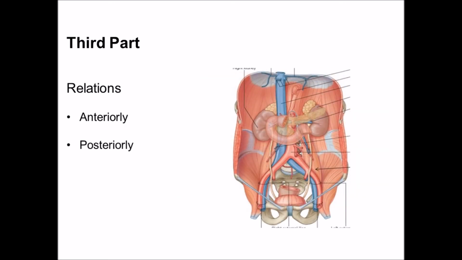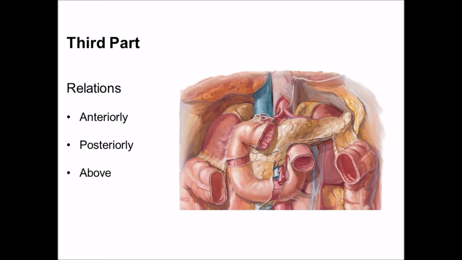Posteriorly, the third part is related to the right psoas major, which is accompanied by the right ureter, inferior vena cava, right gonadal vein and right gonadal artery, abdominal aorta and origin of the inferior mesenteric artery. Superiorly, the third part of the duodenum is related to the uncinate process and head of the pancreas. Inferiorly, it is related to coils of jejunum.